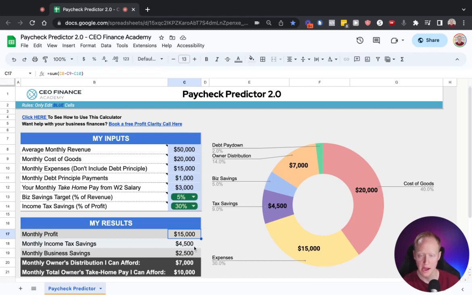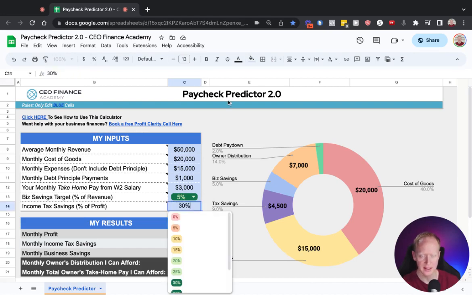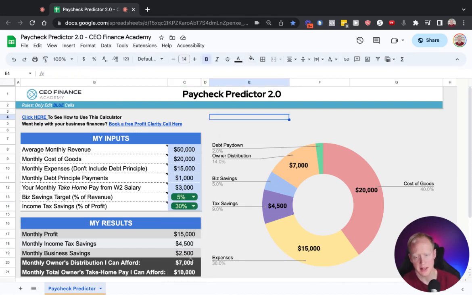Okay. Next, monthly income tax savings. So we want to save 30% of this right here. So that's $4,500 or close to it. Then we want to save for monthly business savings as well. And what you want to see here, and this is interesting, I want to see why it doesn't say... Why is 30%? Oh yeah, that's right, because it's not 33%. Cool. So I just wanted to double check my numbers as we go here. I was expecting it to be more like 5.